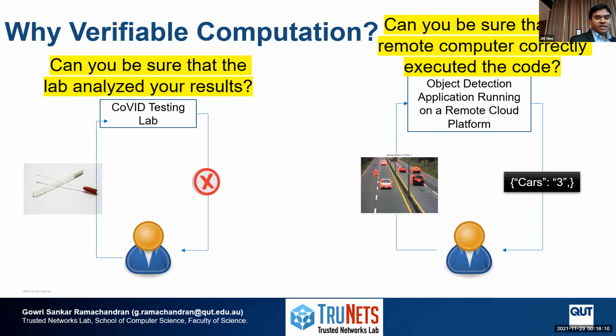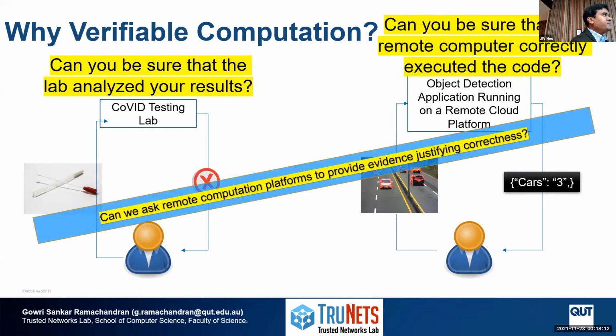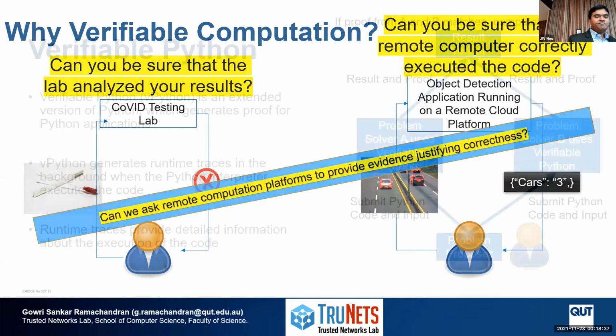So again, the problem here is we don't have any credible proof coming from these remote nodes that the computation was carried out correctly. So what we are asking with verifiable computation is, can we ask these remote platforms to provide evidence justifying the correctness, meaning that they actually carried out the computation and this is the right result that was part of that computation process?